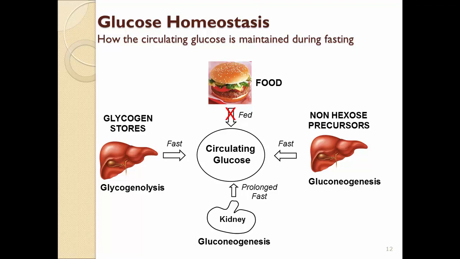Okay, so this is how circulating blood glucose level can be maintained during the fasting condition. Again, liver and kidney are the two organs involved in this regulatory process, by breaking down glycogen or making glucose through gluconeogenesis, right?